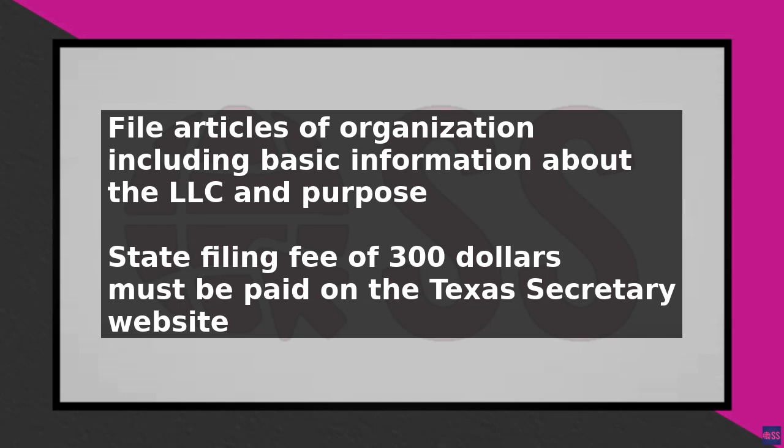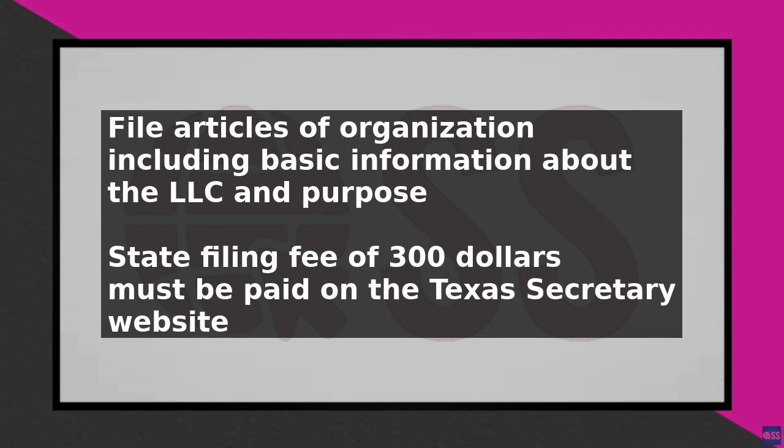The fifth step is to obtain the necessary permits and licenses for the LLC, which will vary depending on the industry and specific activities of the business. Researching the required permits and licenses for the specific industry can help determine what is needed.